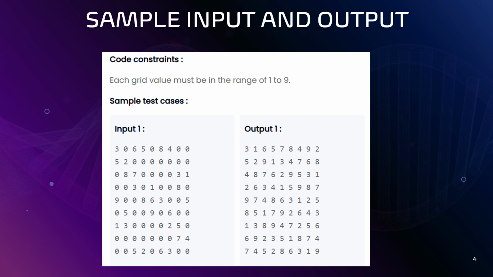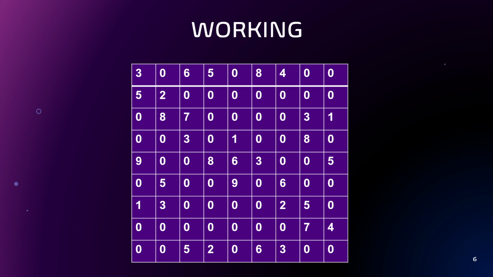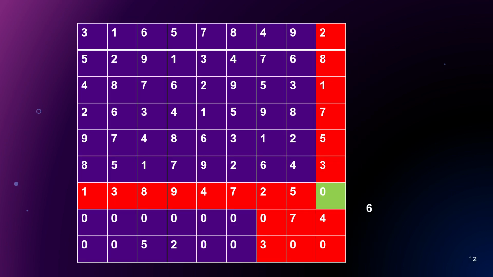We will have the output. In some cases, the input will be such that we can't arrive at any valid solution satisfying all the 4 constraints. In such a case, we can return a result saying no solution exists. This is what is specified in the 11th step. So now we will move on to the code.